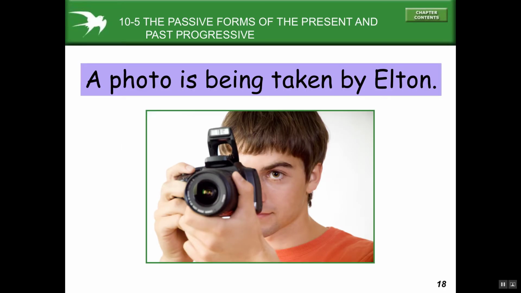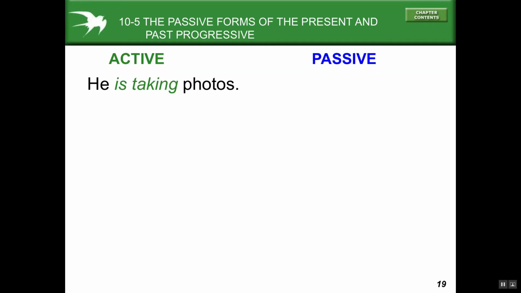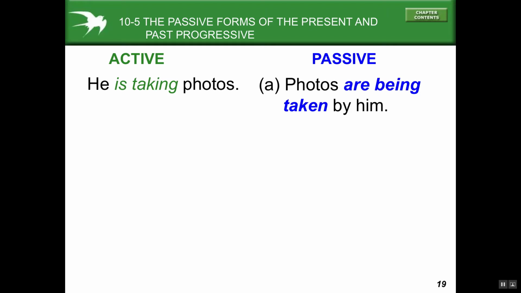And here's just a little brief overview of passive forms of the present and past progressive, because they look a little bit funky, but you'll be able to spot them. And I think there's only one on the final exam like this. So here's a passive version. "A photo is being taken by Elton." So the active, "He is taking photos." "Photos are being taken by him" is the passive.